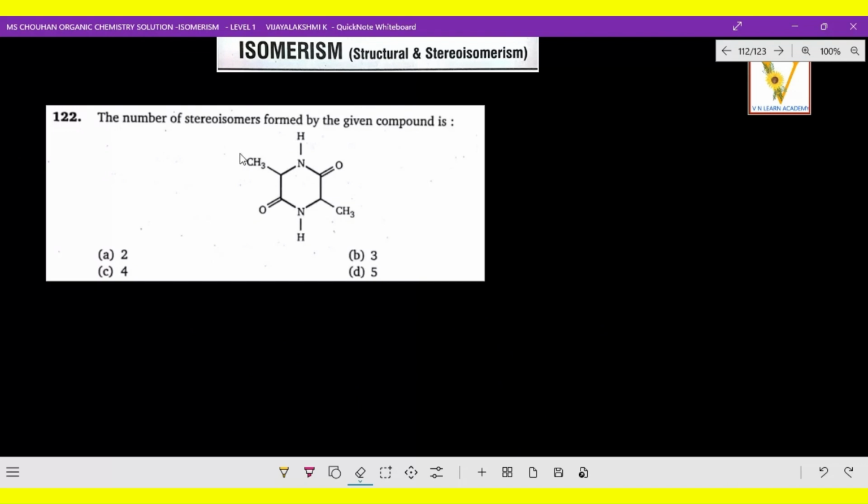Number of stereoisomers formed by the given compound. Come on, let us check how many stereoisomers are possible. Here this is cyclohexane. In this point nitrogen is present, and here also nitrogen is present, with hydrogen attached on both sides, and this side double bond O and the opposite side also double bond O. This side CH3 is there, so I put it on both sides as wedge position CH3. And the next, same idea, I just bring it here.